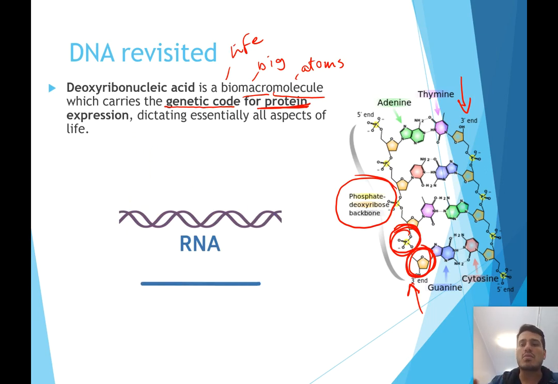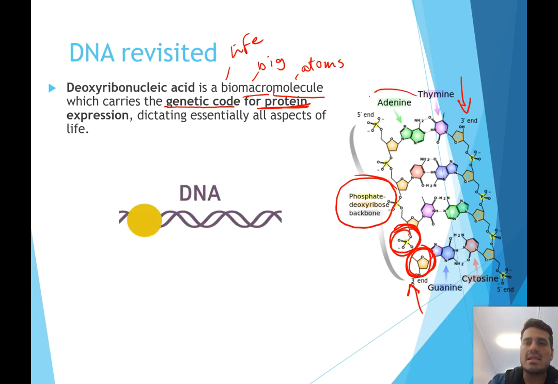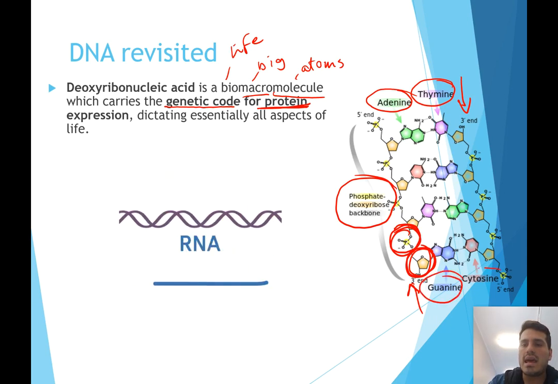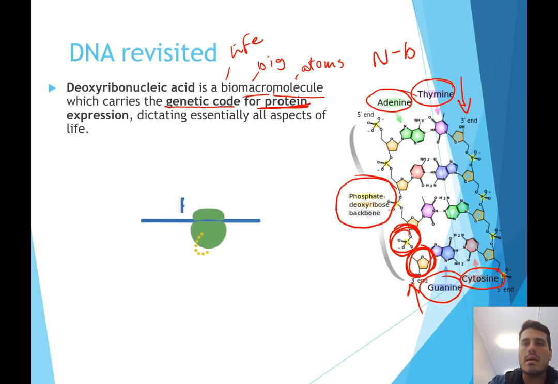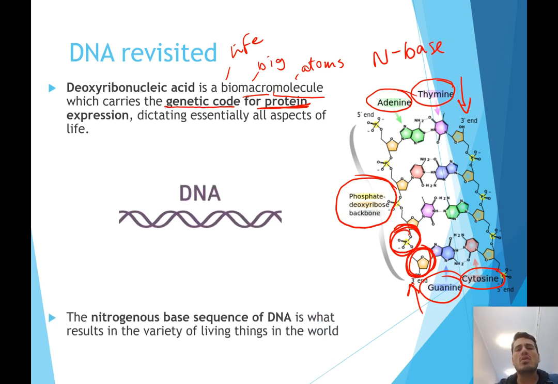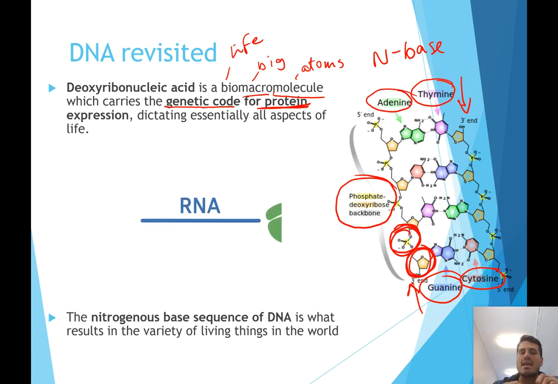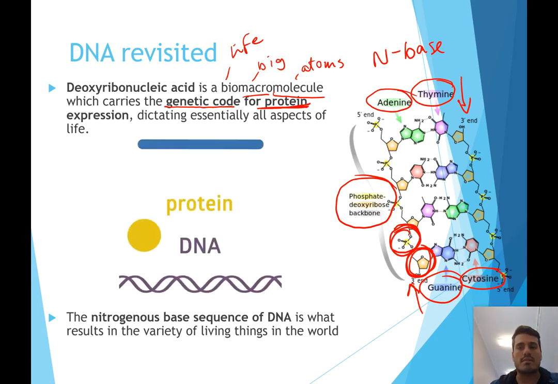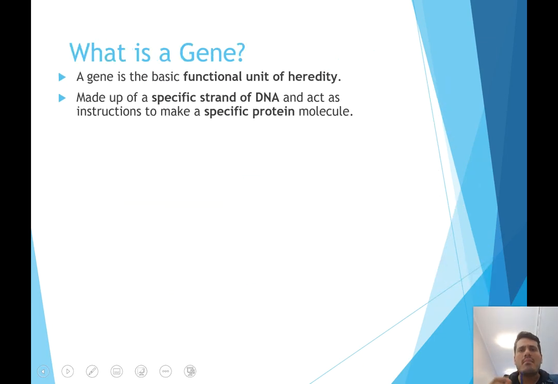sound. Okay, what's really important about the DNA is these four guys: adenine, thymine, guanine, and cytosine, or the nitrogenous or N bases. And why they're important is because the nitrogenous base sequence of DNA is what actually results in the variety of living things in the world. Okay? And the variety comes from these guys, the genes.